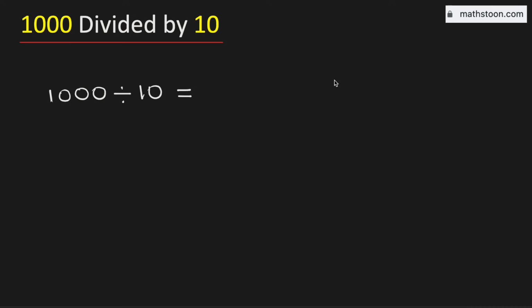In this video, we will learn how to divide the number 1000 by 10 using the long division method. 1 is less than 10. That is why we will consider the number 10. We know that 10 times 1 is 10. Subtract, we get 0. As 0 is less than 10, that is why we will bring down this number 0 here.